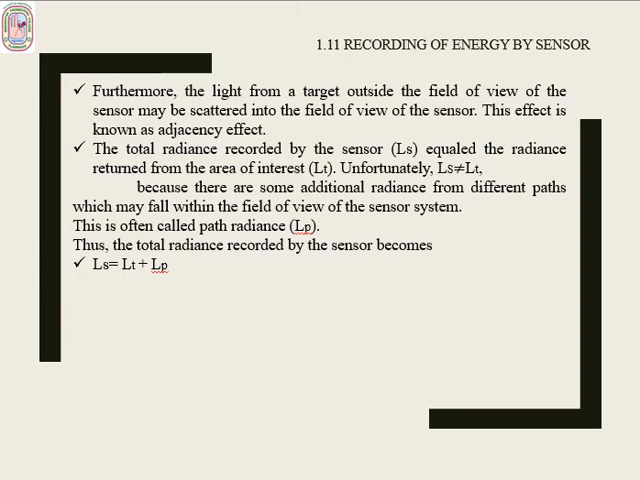This effect is known as the adjacency effect. So, the total radiance recorded by the sensor, LS, should be equal to the radiance emitted from the area of interest, LT. Unfortunately, both are not equal, because there is some additional radiance from different paths which may fall within the field of view of the sensor system. This is often called path radiance, which is denoted with LP. Thus, the total radiance recorded by the sensor becomes LS equals LT plus LP.